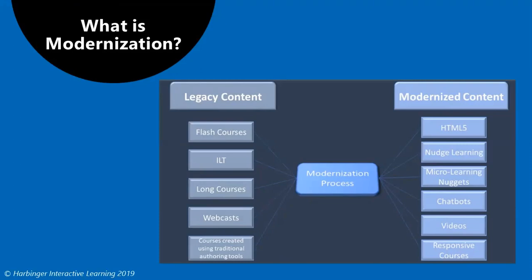Once they are put through the modernization process, they can be made available in multiple formats. They could be made available as HTML5 responsive courses, which are accessible on your mobile devices. They could be broken down into instructionally sound microlearning nuggets. And these microlearning nuggets could be implemented via nudge learning. We could also bring in AI-enabled chatbots for the learning piece, which can push these microlearning nuggets. Or we could have short videos explaining the key concepts or the key learning objectives.